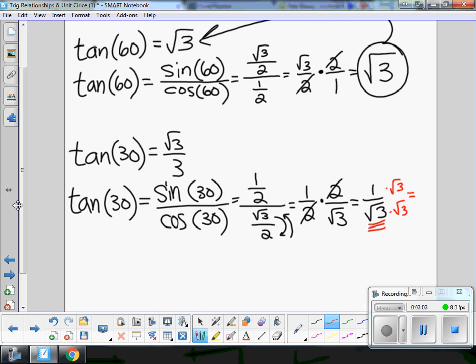Okay? What are you left with in the numerator? 1 times root 3. What happens when you multiply a square root times itself? You just get the number, right? The number 3. And that is the tangent of 30. Root 3 over 3.